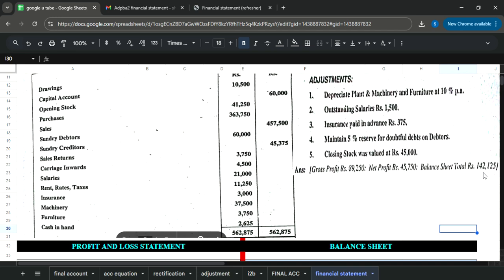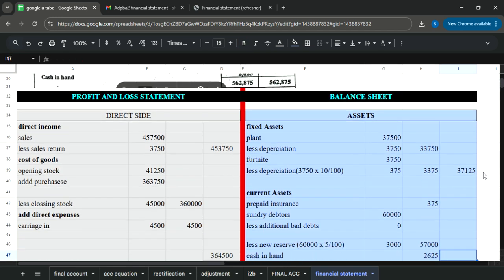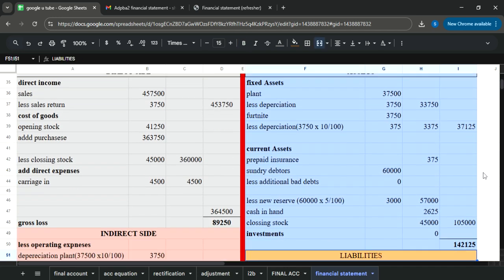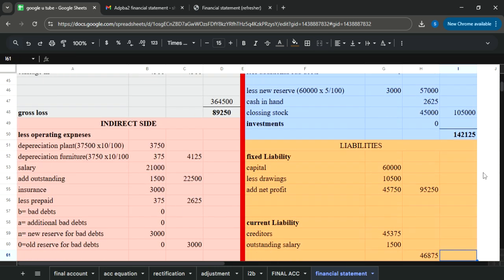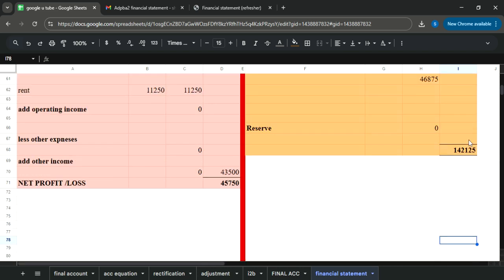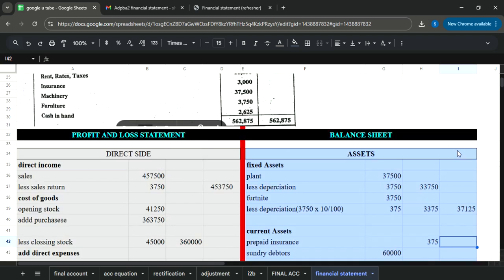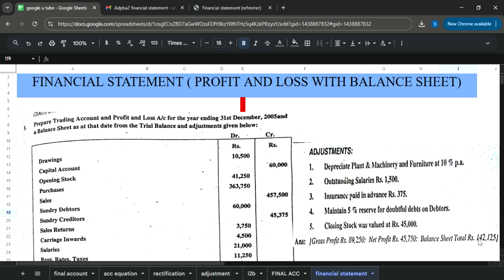So my dear students, in this way our question has been completed, where all four parts we have calculated. Asset side 142 and liability side 142. Both answers for balance sheet are matched with each other, as well the answer which is given in our balance sheet. So in this way guys, question has been completed.